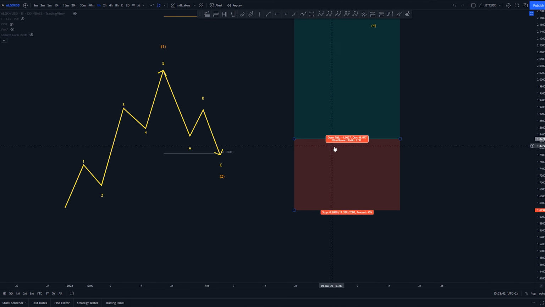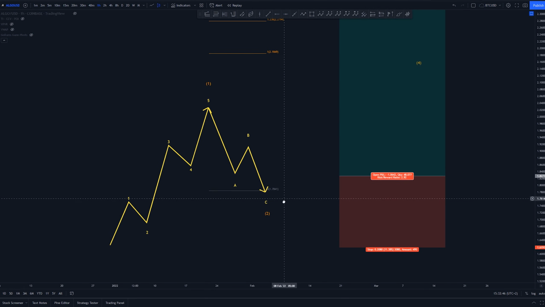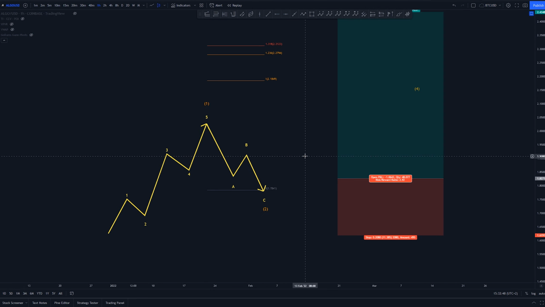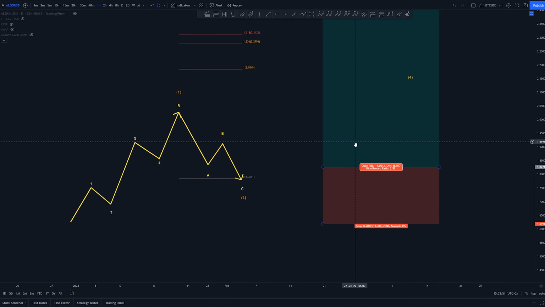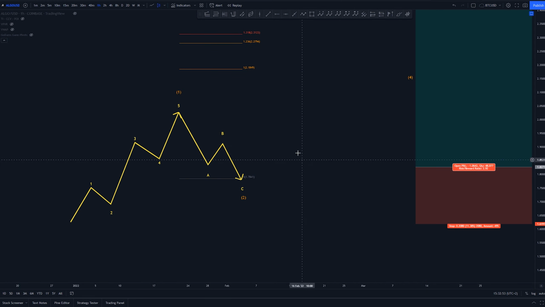Now this risk to reward is not too bad, but this stop loss seems quite big, so you would need to cut in your position size or do that correctly if you want to enter here.